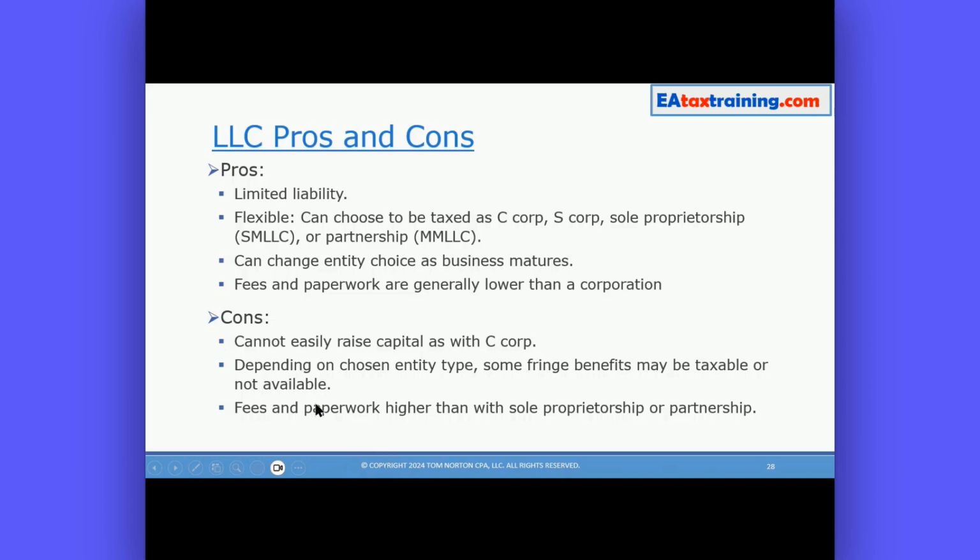So this is one of the big reasons people choose an LLC. You can choose to be taxed as a C corp, as an S corp, or as a sole proprietorship if you're a single member LLC, or a partnership if you are a multi-member LLC. So this gives you a lot of flexibility, along with the limited liability of a corporation without all of the formalities and everything that you have to have with a corporation. And you can change the entity choice as the business matures.